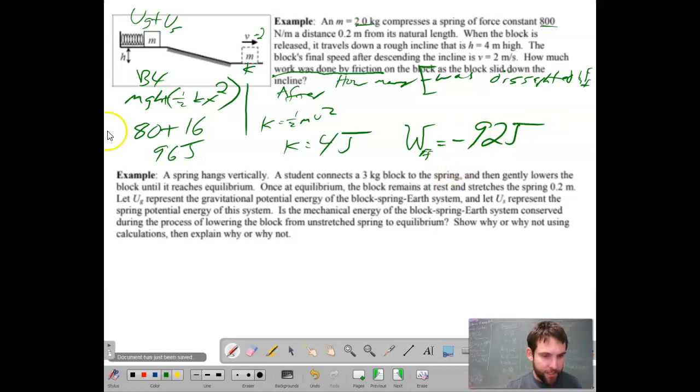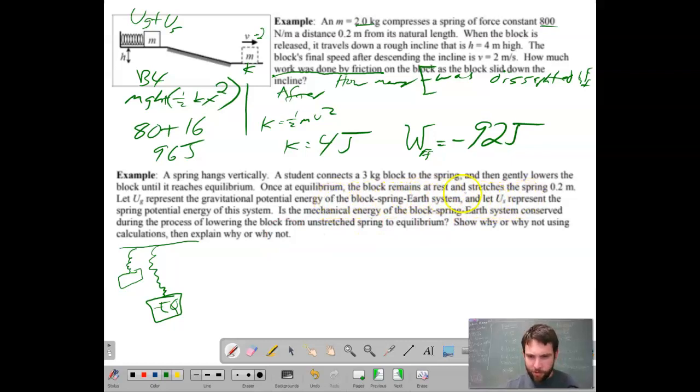For the next part, a spring hangs vertically. A student connects a 3 kilogram block to the spring and then gently lowers the block until it reaches equilibrium. I need to draw that. We've got a spring and we've got a block. Lowers it until it gets to equilibrium. Okay, so it started up high and then it went down to equilibrium. We'll call this EQ for equilibrium.